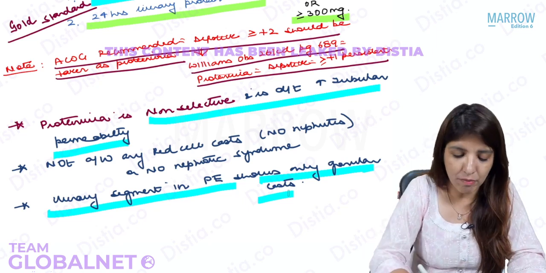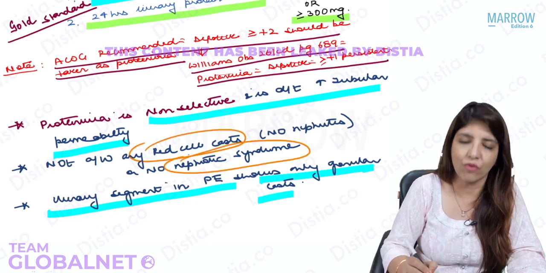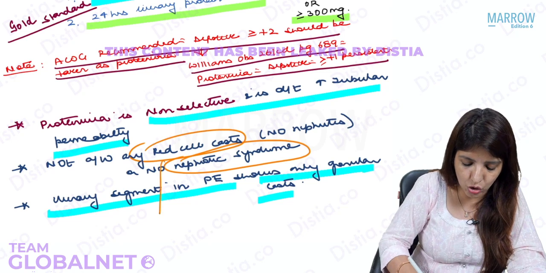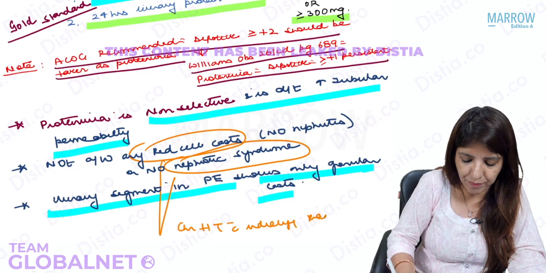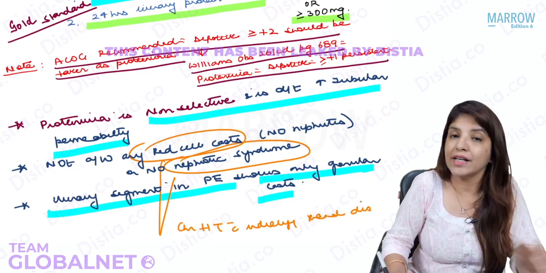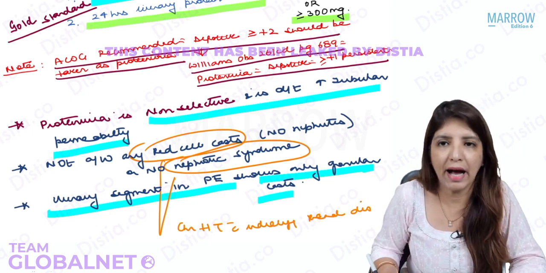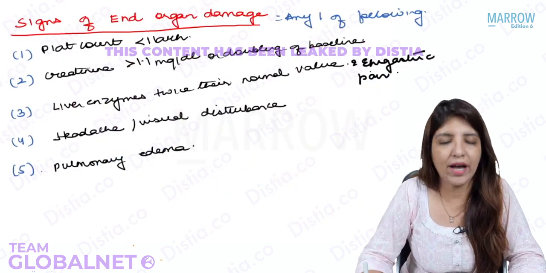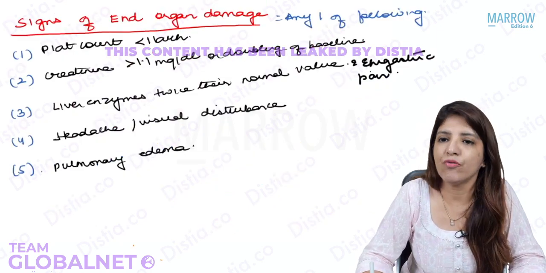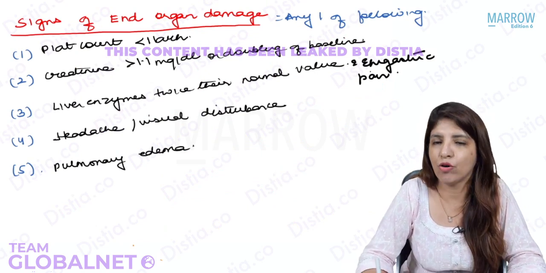Right? Please remember that if you are getting red cell casts or if you are getting features of nephrotic syndrome, it points towards chronic hypertension with underlying renal disease as a problem. It does not mean that we are dealing with preeclampsia or PIH. Clear? Okay. Now, what are the signs of end organ damage? For signs of end organ damage, any one of the following should be present to say that it is a sign of end organ damage.